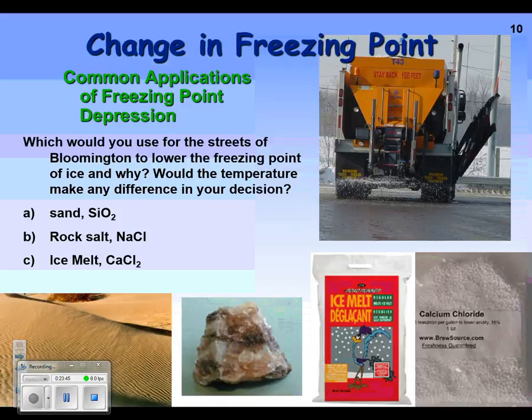Which would you use on the streets, and would it depend on the temperature outside to decide what I put down? These are the things I use to put down on the streets. They've got sand, rock salt, and ice melt. So first of all, what's the cheapest? Sand, then rock salt, and then probably ice melt. Ice melt's probably more expensive, right?